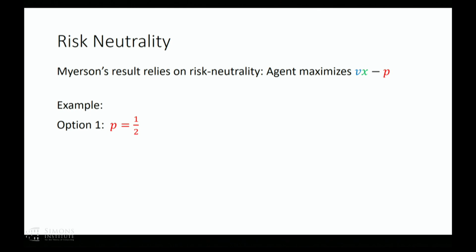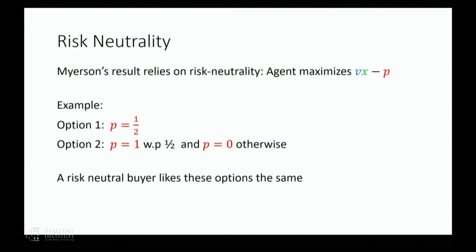However, let me give you an example to depict what risk neutrality means here. If I give you an option 1, which is a price of a half, and an option 2, which is a price of 1 with probability half and price of 0 otherwise, risk neutrality implies that both of these look the same to you. Every agent cannot distinguish between these things. But at least I feel that in practice these are not interchangeable decisions. These are different things from the perspective of someone making a decision in practice. So as I said, the risk neutral buyer likes these options the same, but that's not what we expect.